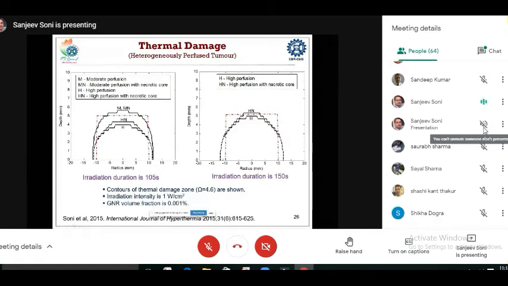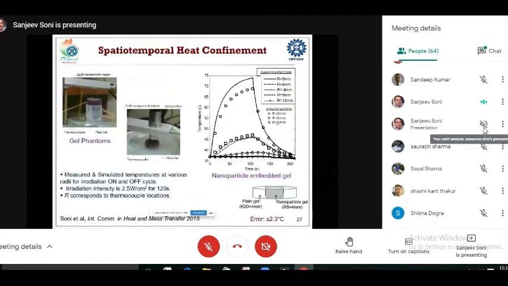And accordingly, if there is a higher blood flow, we can increase the irradiation duration so that we try to reach thermal damage into the full tumor zone. But when we do numerical modeling, it's also important that we validate these models. But again, the validation is very tough for the bio thing.